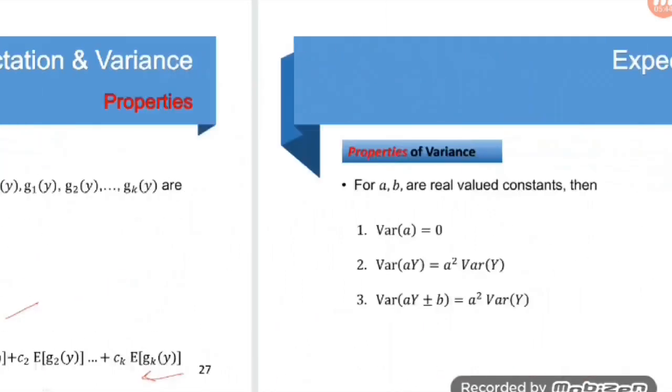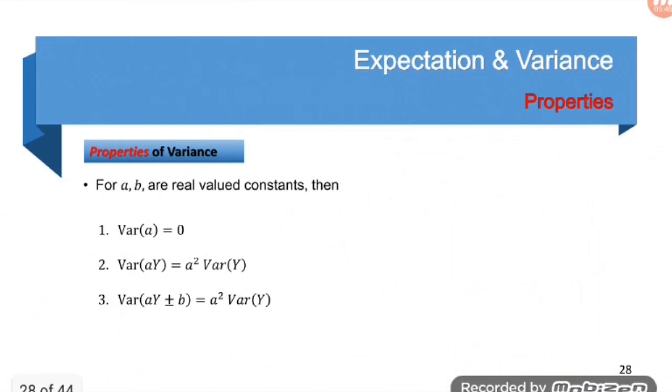Now moving to the properties of the variance, we know that the variance of a constant equals 0. Then if we have a variable equal to a constant a times the original variable y, then the variance of this variable will be a squared times the variance of y. If we have another variable equal to a constant a times the variable y plus or minus b, this will be a to the power 2 times the variance of y. All these formulas were discussed in the discrete case, and in fact we proved them.